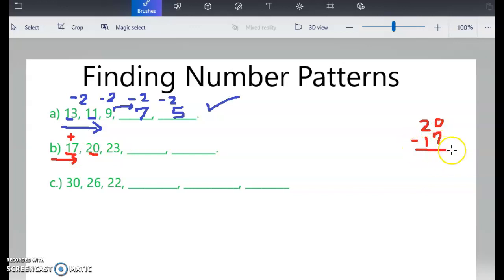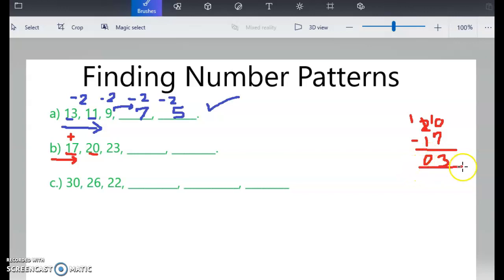And that will tell me the rule that they're following, how much they're adding. So 0 cannot take away 7. So I have to go next door to regroup. And that means to borrow. So call myself 7, 8, 9, 10. I get 3, and 1 take away 1 is 0.